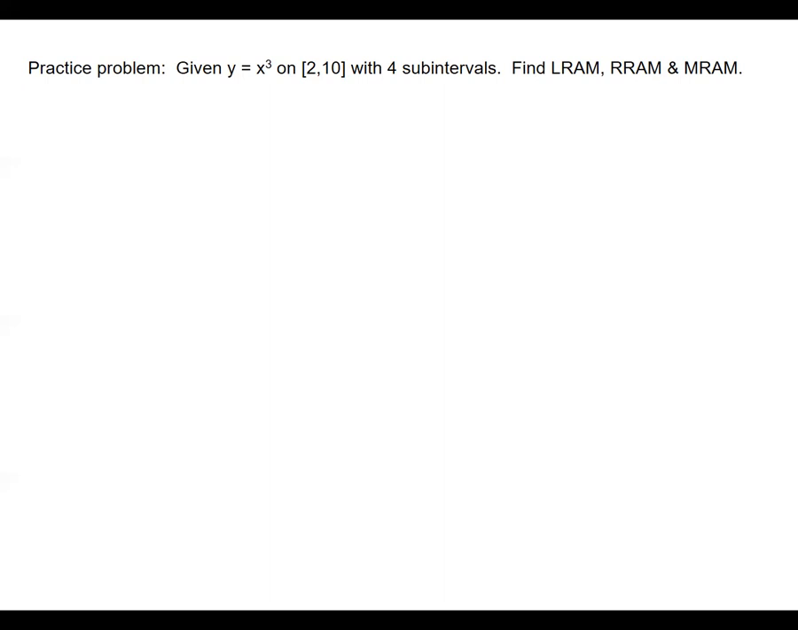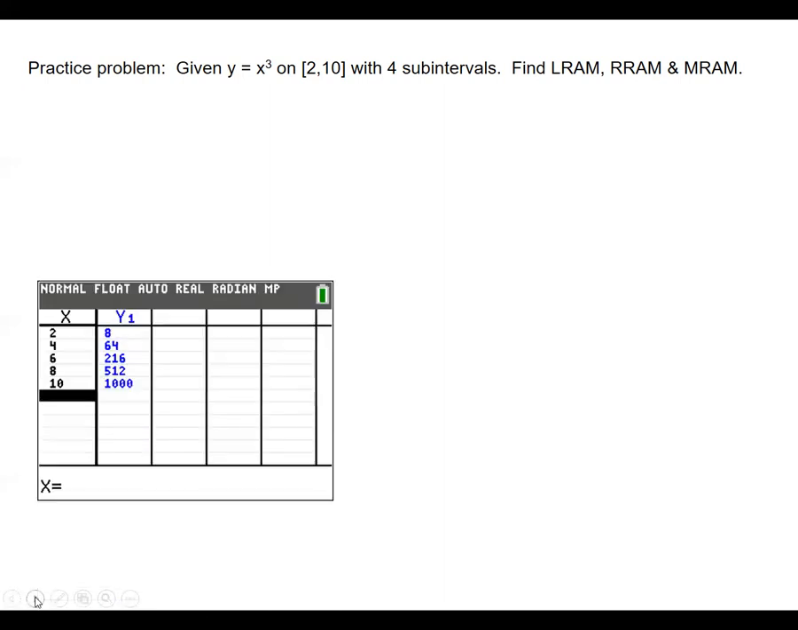And if I'm squeezing 4 subintervals in there, that means each rectangle is going to be a width of 2. So keep that in mind. And I'm going to draw a picture here in a second.